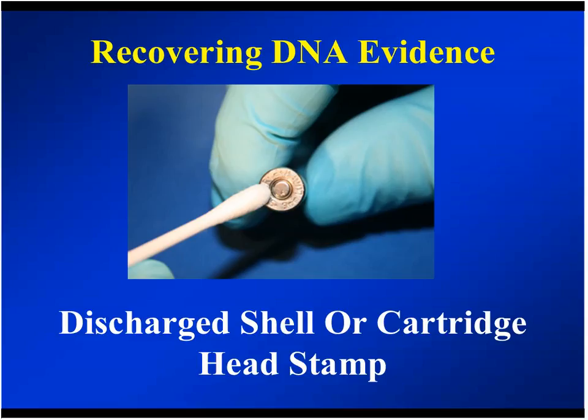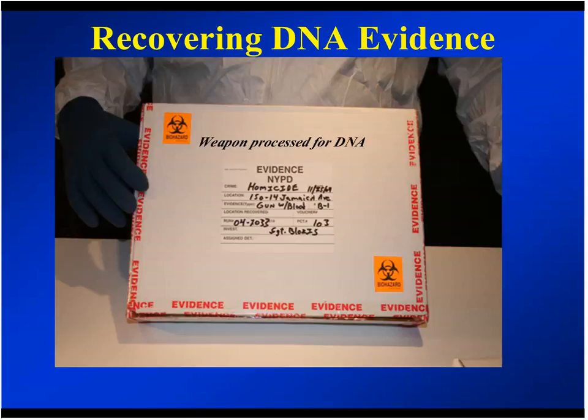DNA and discharged shells. There have been studies. You're not going to get a fingerprint off of a discharged shell. And if you do, it's going to end up being someone that compromised the crime scene, a detective that went in, picked it up, told his boss, yes, it was a 9mm used, and put it back down on the floor. I'm sure everyone's aware of that. However, discharged shells, the rim area is a great area. The head stamp is a great area to swab for DNA.